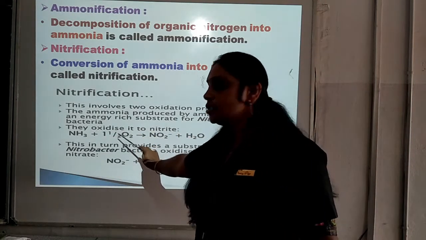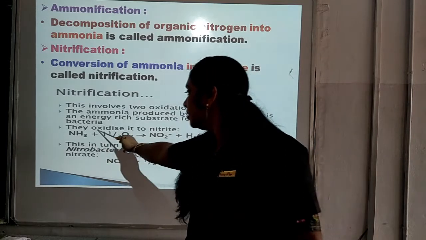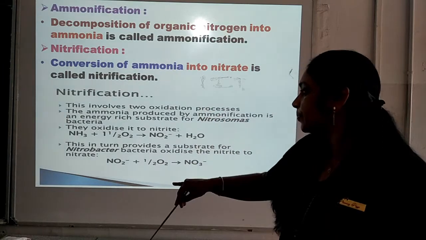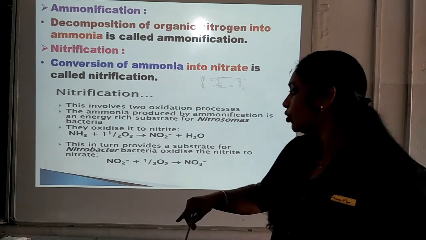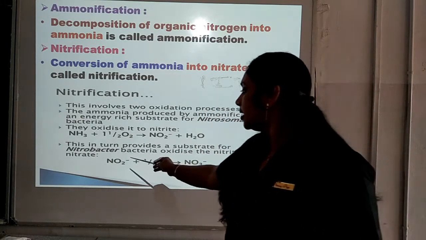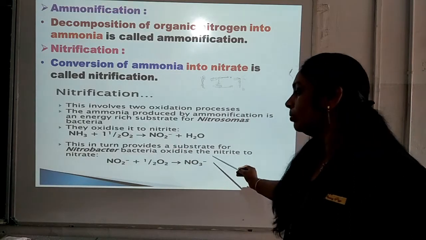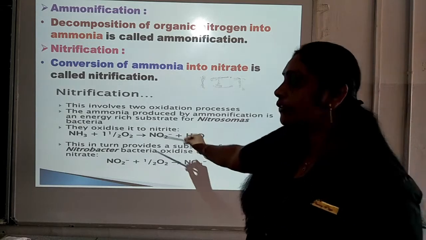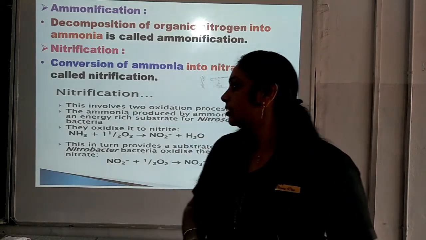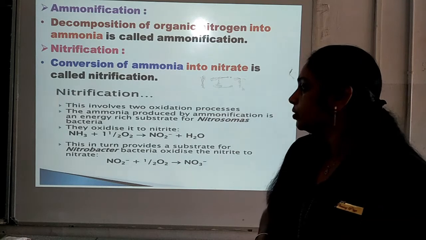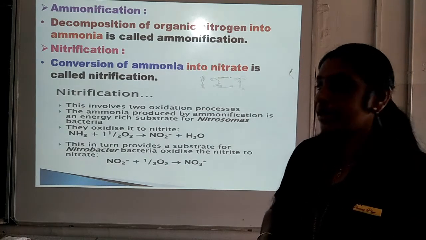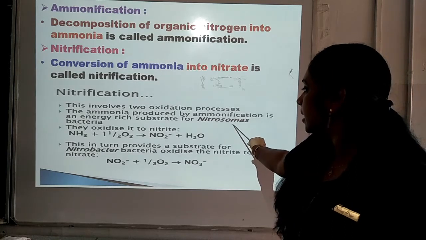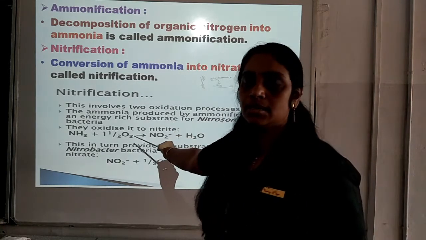So, in the presence of oxygen, ammonia is getting oxidized to nitrite, and in the second step, the nitrite is getting oxidized to form nitrate. So, these are the two processes involved in the nitrification method, and this is very important because in the question paper, it used to come by asking for the enzyme which is helping or activating this process.